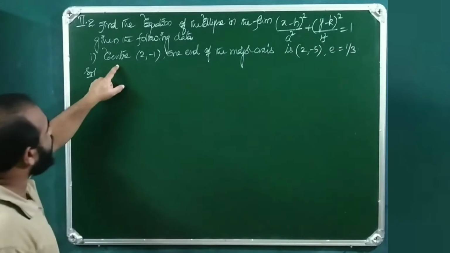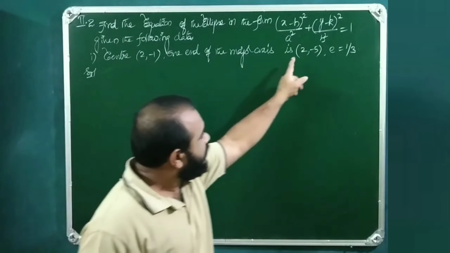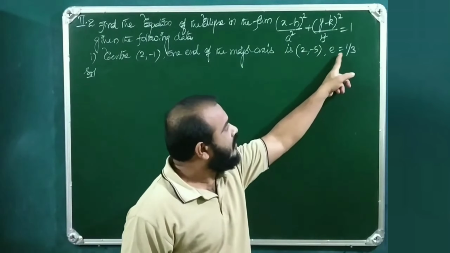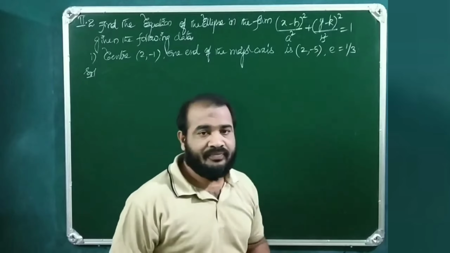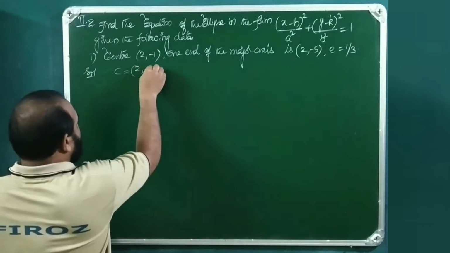Now, center is (2, minus 1). One end of the major axis is (2, minus 5). e equals 1 by 3. Eccentricity is given. So center C is equal to (2, minus 1).